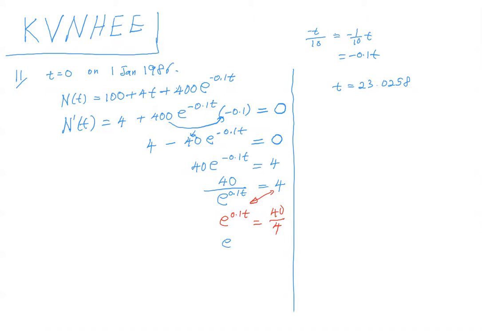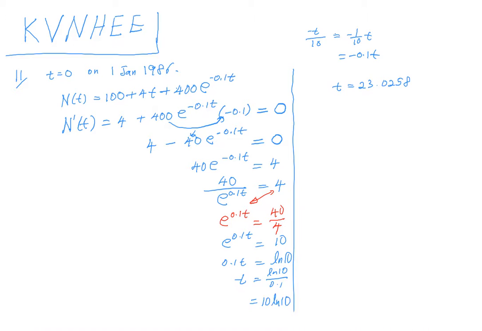So e to the power 0.1 t is equal to 10. So 0.1 t equal to ln 10. So t equal to ln 10 over 0.1. Is that the answer? Yeah. So that is the answer. Ln 10 divided by 0.1. So this will be the exact value. So if they ask for exact value, it will be 10 ln 10, okay?